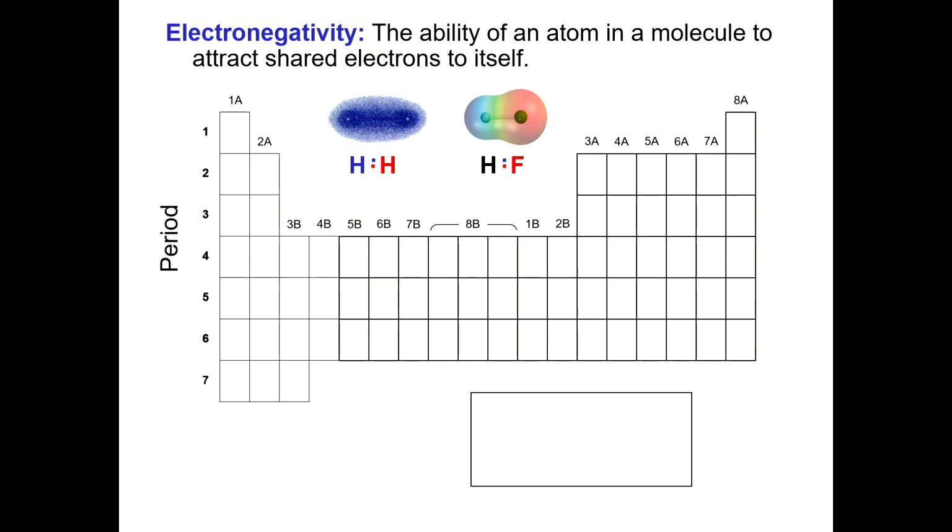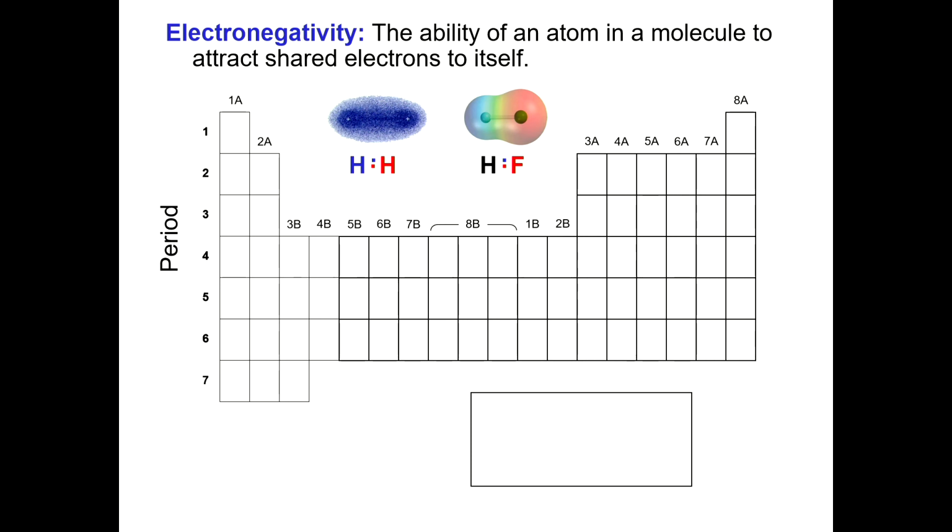Basically, electronegativity is the ability of an atom in a molecule to attract shared electrons to itself. In this case, for example, this is a hydrogen molecule. These two atoms are the same, right? So they have the same ability to attract the shared electrons. So the electrons are shared equally by these two atoms.